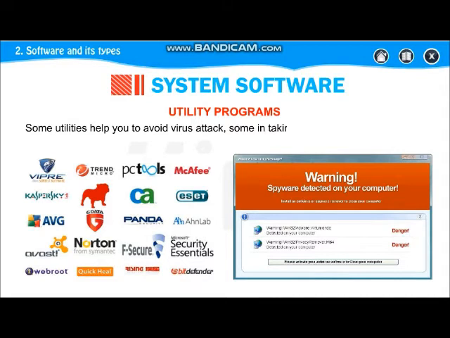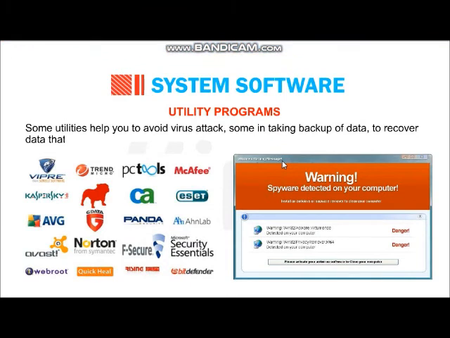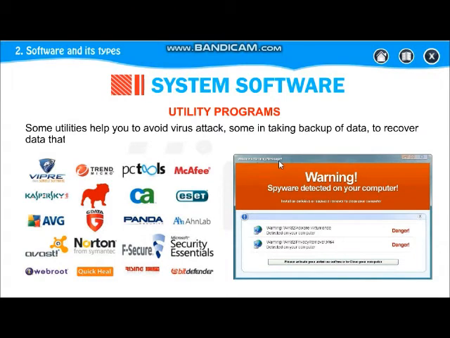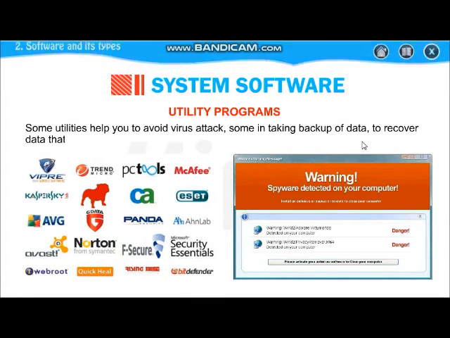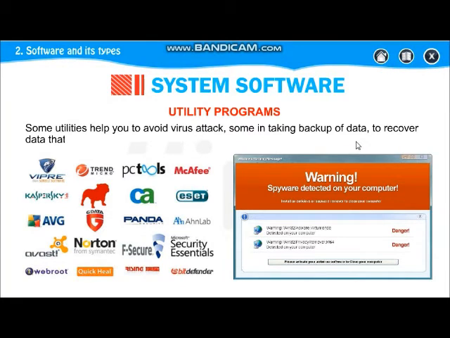Now some of the utility programs help you to avoid virus attack. So we can say antivirus is a type of utility program. Okay. Then some programs are used to take backups of your computer. Backup means when your computer gets disrupted or crashed and you want to save the data before the crash, that is known as backup, to save the important part of the data somewhere else. So backup is also a type of utility program.